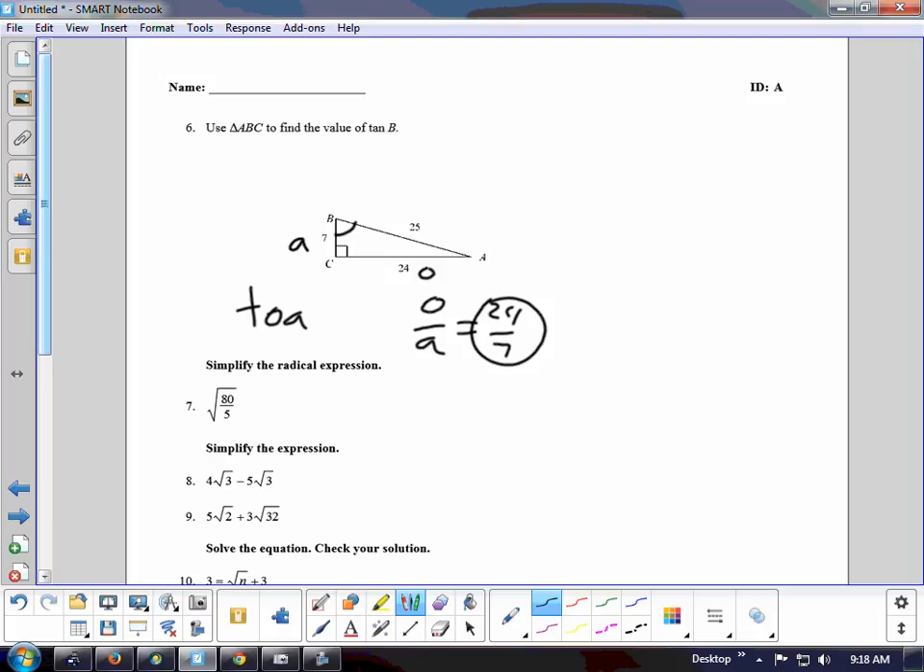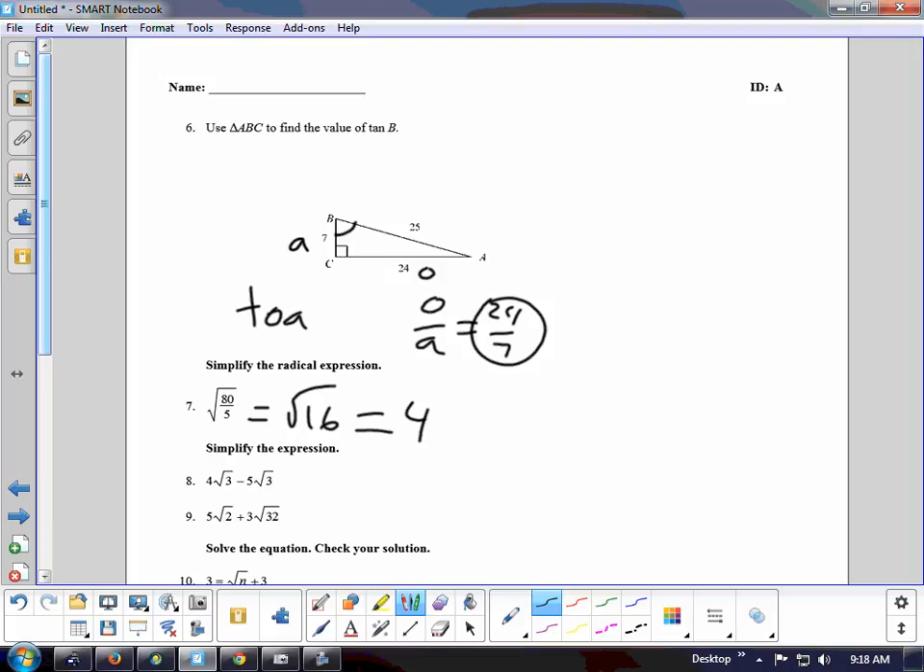Number 7, do the division right away, and you get the square root of 16 equals 4. You could do this on your calculator if you use the parentheses and you get 4. However, it might not be that easy tomorrow.